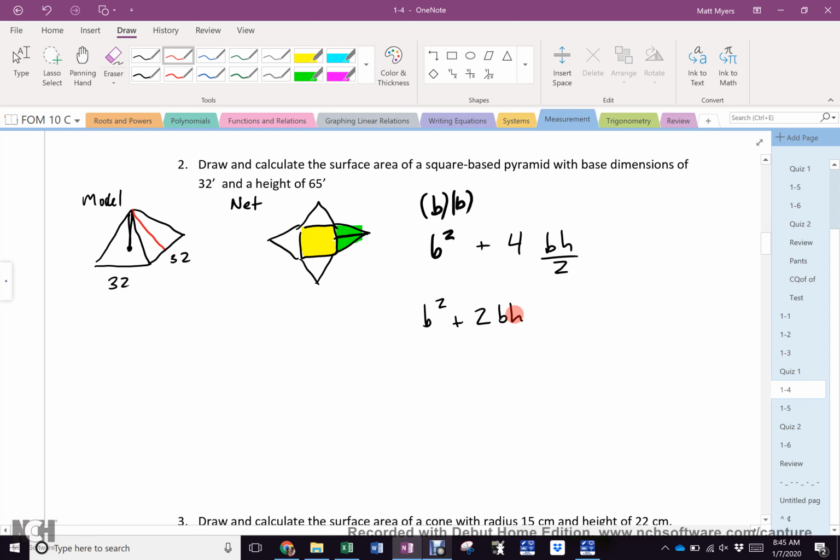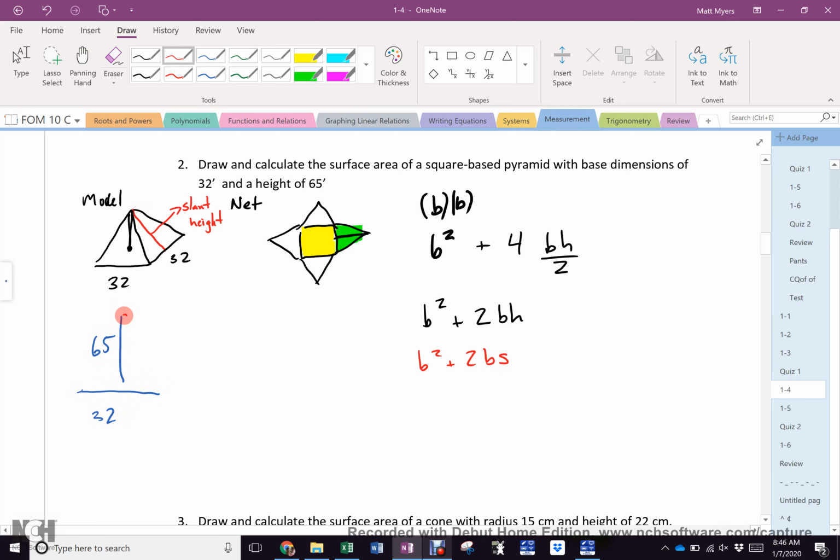So we can't use an H. So what we use there is an S. This is slant height. So we get b squared plus 2bs. And I know BS is funny. It's the slant height. Now there's a problem here, isn't there? Read the question. What does the question give us? The height. So in our model, we know that this is 65, right? The height straight up the middle. Yeah? And we know the whole bottom here is 32, right?